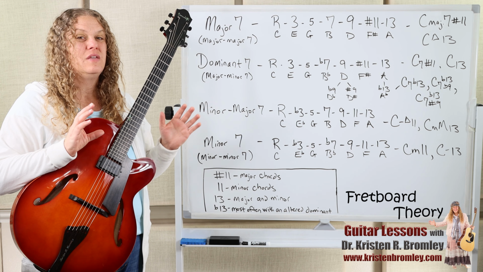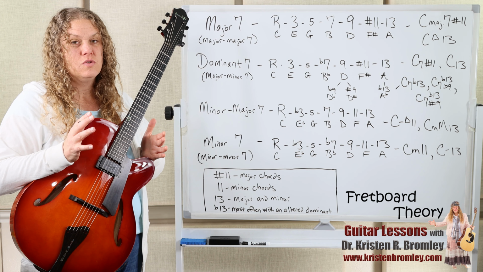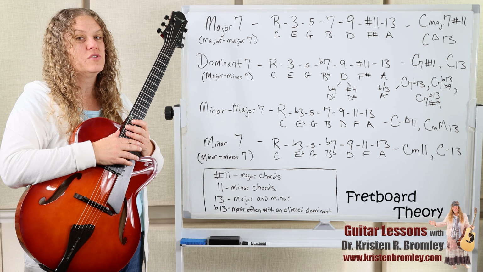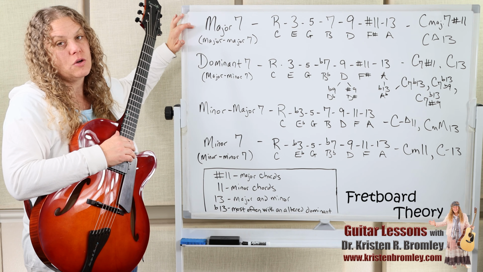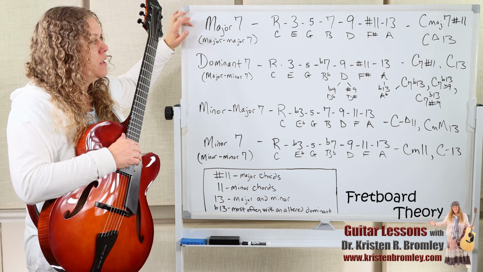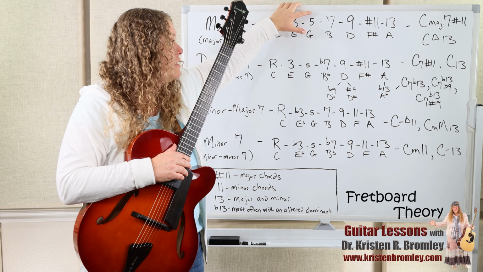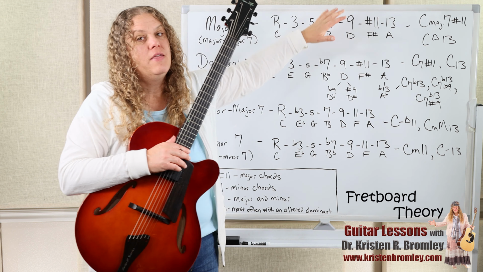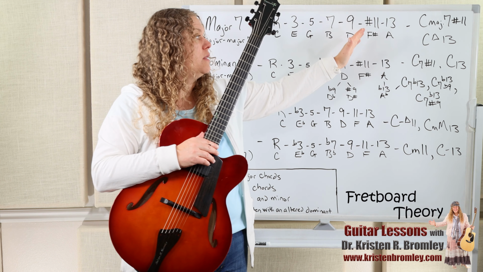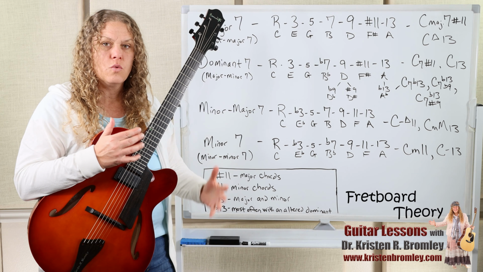That's the places we're going to see the 11ths and the 13ths used the most, and we're just stacking these chords tall. So let's look at the major 7th chord first. This one has the root, the major 3rd, just natural 3rd, the 5th, the 7th, the 9th, and then as we stack higher, the sharp 11 and 13. And so this is the way it works.